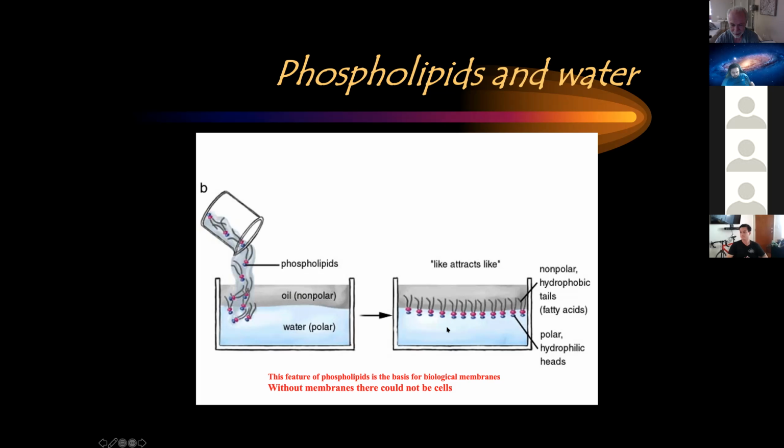If you imagine the prebiotic ocean, you have these molecules floating around, and over time, they learn to stick their tails in oily substances and their heads in water. Water is always present. So membranes formed in this manner. Without membranes, there could never be cells.